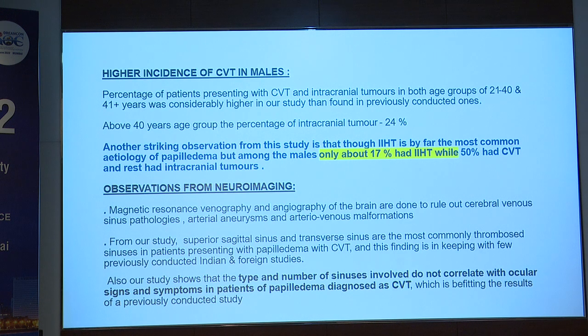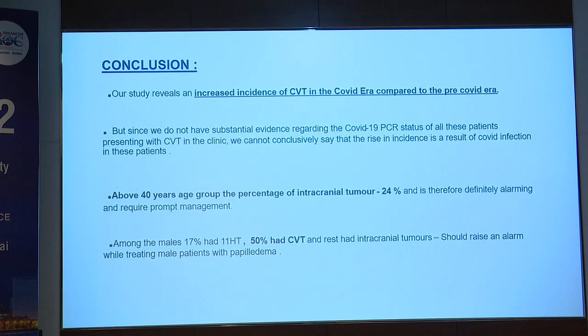Another striking observation from our study is that though IIHT is by far the most common etiology of papilledema, among the males, only 17% were affected by IIHT, where 50% had CVT. From the neuroimaging, we have observed that superior sagittal sinus and transverse sinus were the most commonly associated sinus, and the type and the number of sinuses involved do not correlate with the ocular signs and symptoms, and both these findings were befitting with the results of our previously conducted studies.